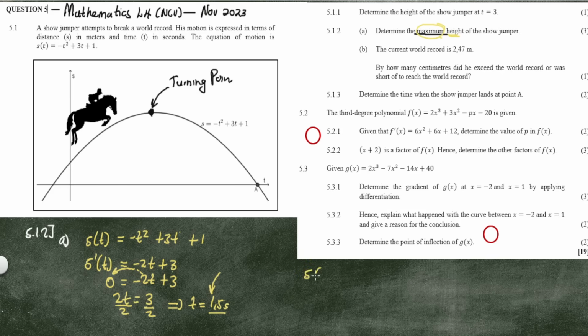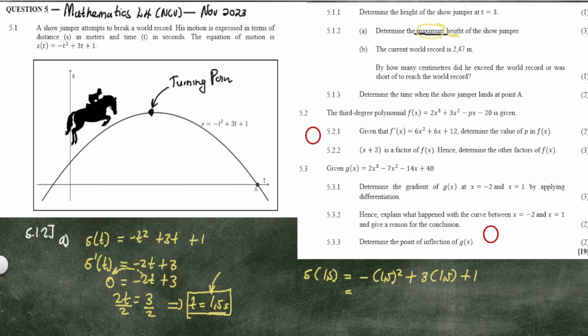So we have to go back to the equation and substitute 1.5: minus 1.5 squared, plus 3, 1.5, plus 1. So this is what is happening here. After finding the time at which the maximum height is reached, this will calculate the maximum height by substituting the time back into the original equation.